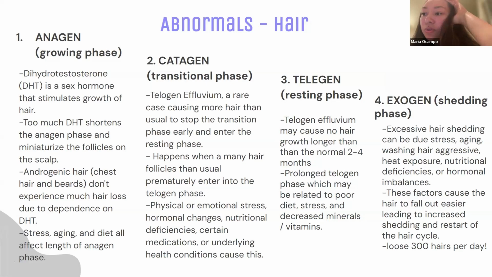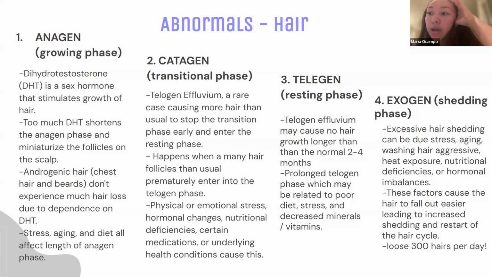So going into the abnormals. In the anagen phase, there is a hormone called dihydrotestosterone, and that is created from the testosterone hormone. Too much DHT can lead to hair loss, specifically in men. Now going into the catagen phase, this is a transitional phase once again.